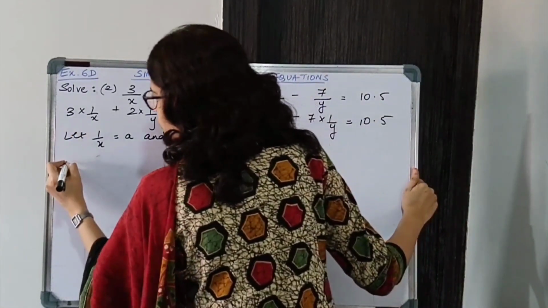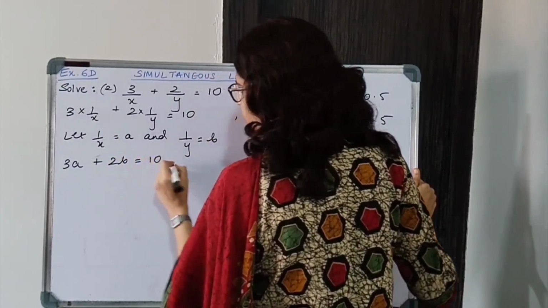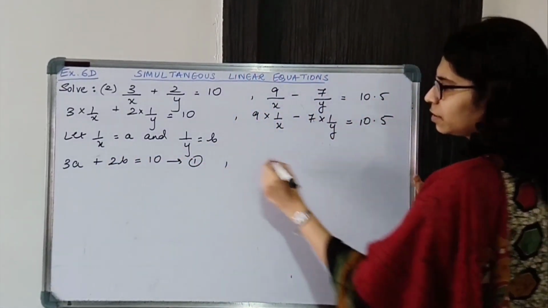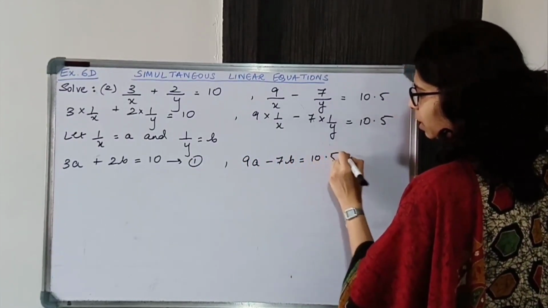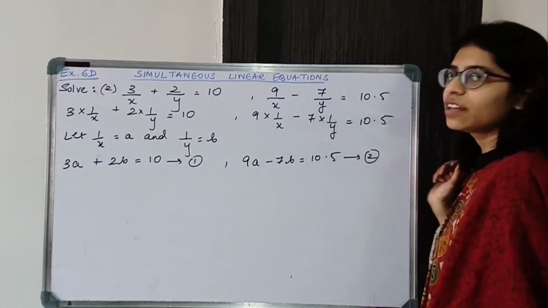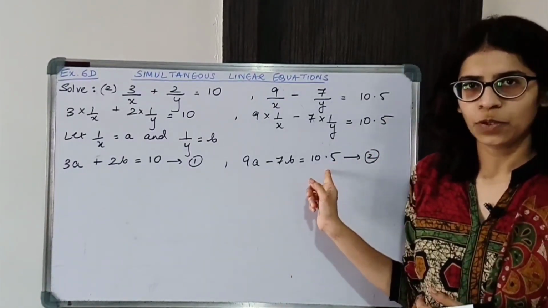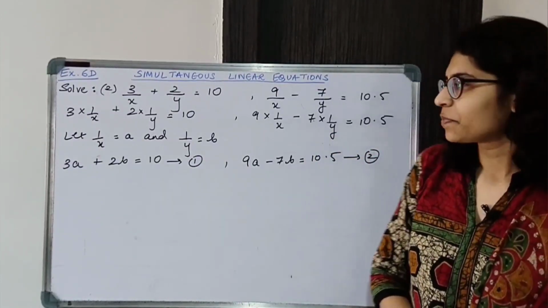So this will become 3a plus 2b equals 10. Mark this as 1. Over here 9a minus 7b equals 10.5. Mark this as 2. Now we don't keep decimal point in linear equations normally, okay, but I've kept decimal point over here. I'll tell you why.